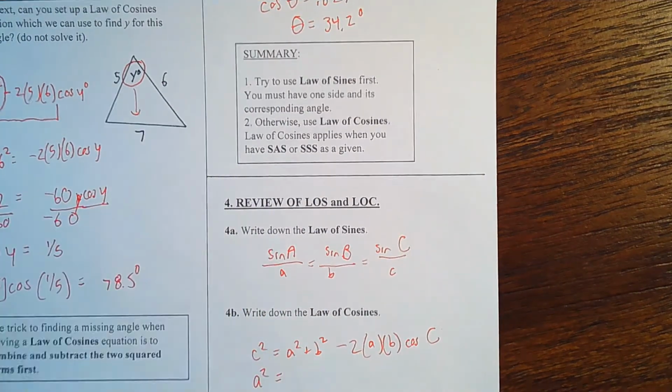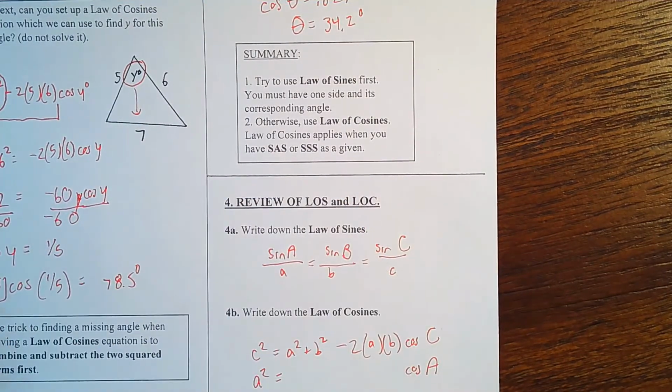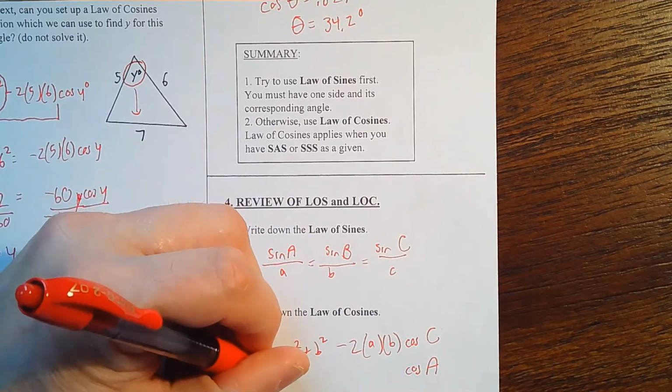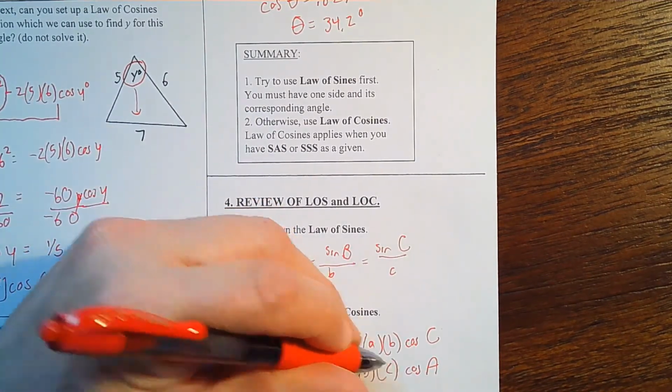If I want to put a squared here, well, that just means I'm going to be doing the cosine of angle A there. And then the B and C are interchangeable in these other two positions. So I can do B squared plus C squared minus 2 times B times C like so.